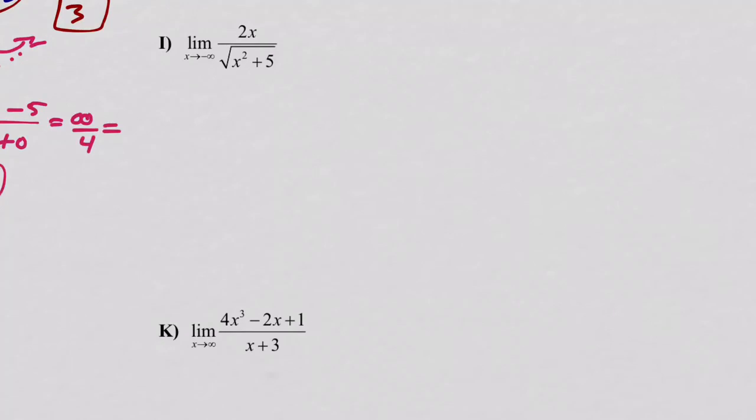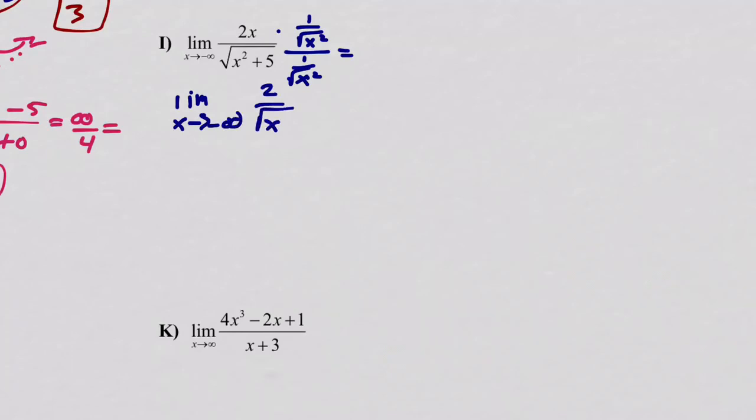Letter I might be the toughest one on here, but we'll discuss this one. We're going to multiply the numerator and the denominator by 1 over the square root of x squared. So when we simplify that, we get the limit as x approaches negative infinity. And I'm going to use full limit properties because I want to show you how this is going to work and why the limit's going to come out the way it's coming out.